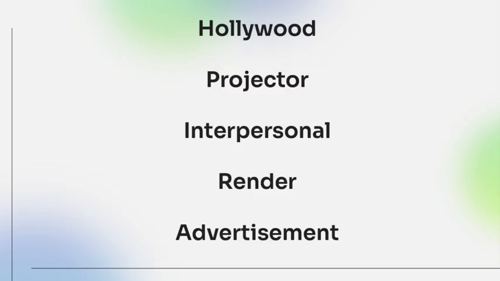Next is projector. After that, we have interpersonal. Number 4, we have render. And then lastly, we have advertisement. All right, so give it your best shot.